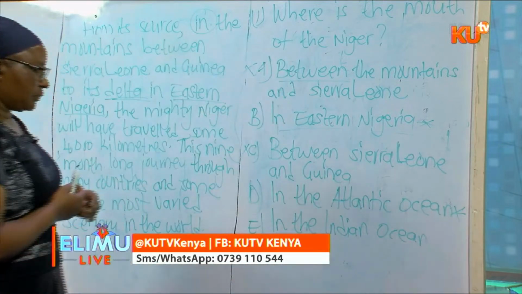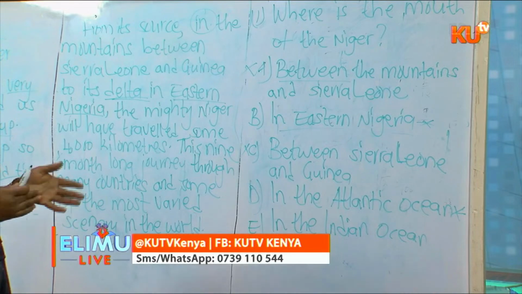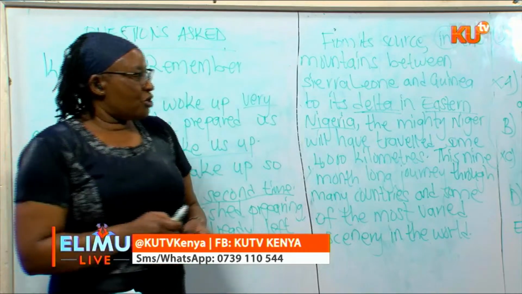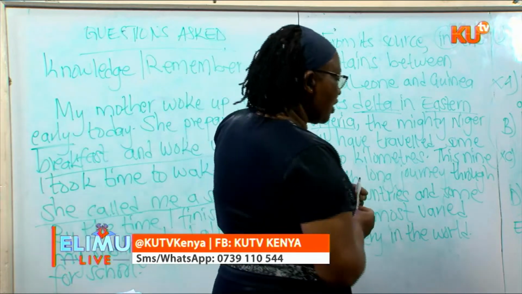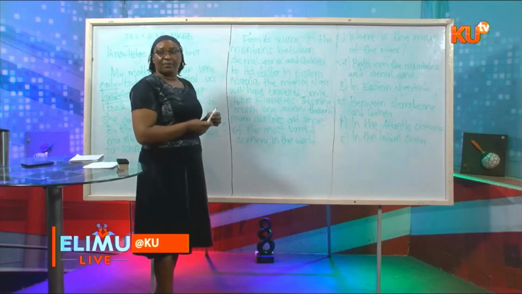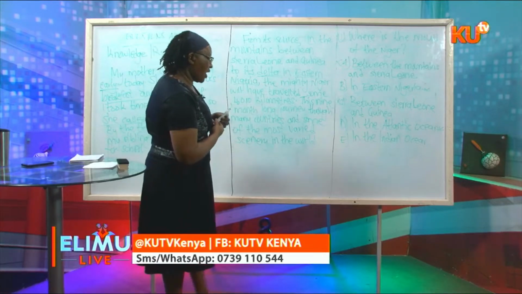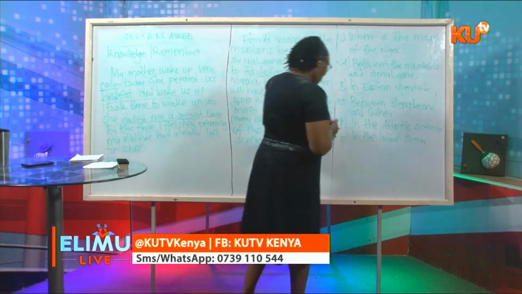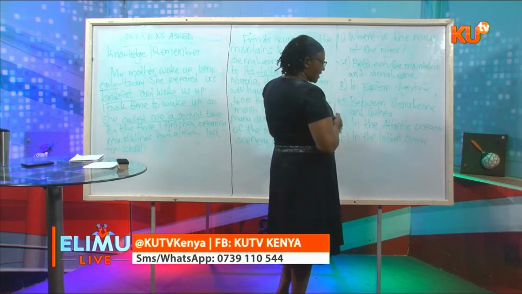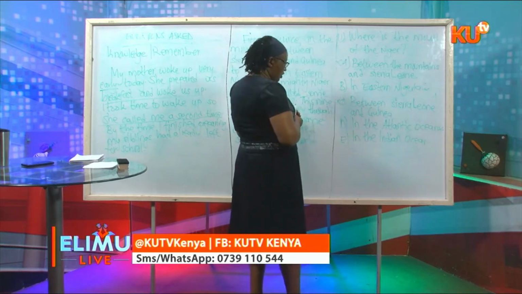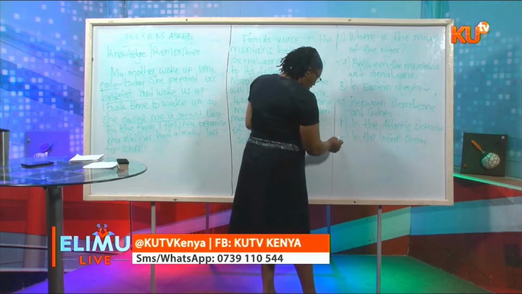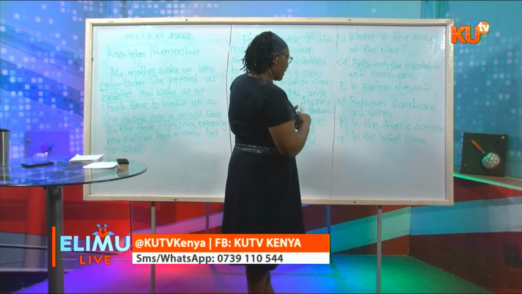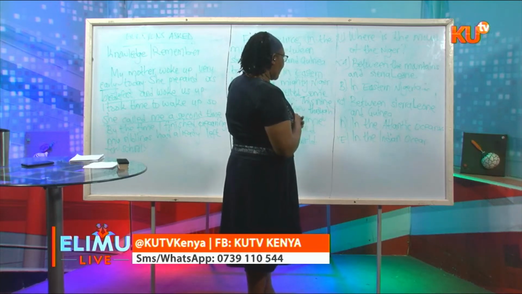Then we move on. Now in the Indian Ocean, a learner who has not mastered the map of Africa well will not know where the Niger or the Indian Ocean is. So he's likely to choose choice E if he doesn't know about the Atlantic Ocean. Although this is a wrong choice, now you are left with two choices, in the Atlantic Ocean and in eastern Nigeria.